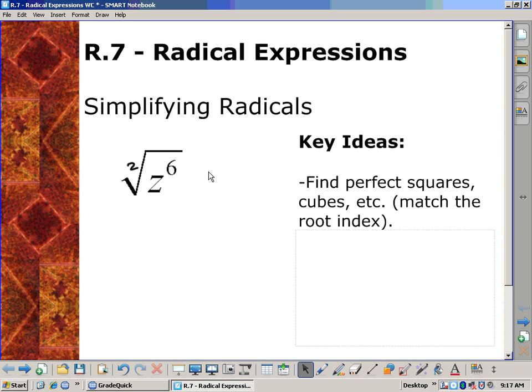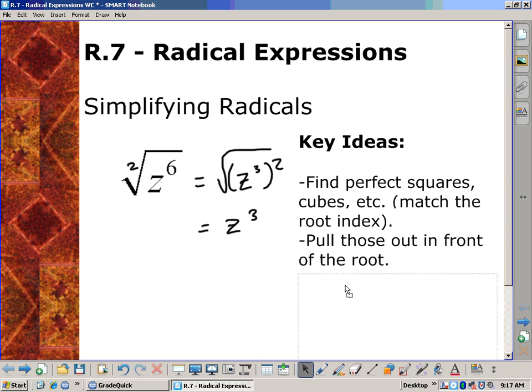So one of the ways that you can do this is that you can say, okay, well, I know that z to the 6th is the same thing as z to the 3rd squared. And so if that was the case, then the square root of z to the 3rd squared is just going to be z to the 3rd. And then that's what you're going to pull out in front.